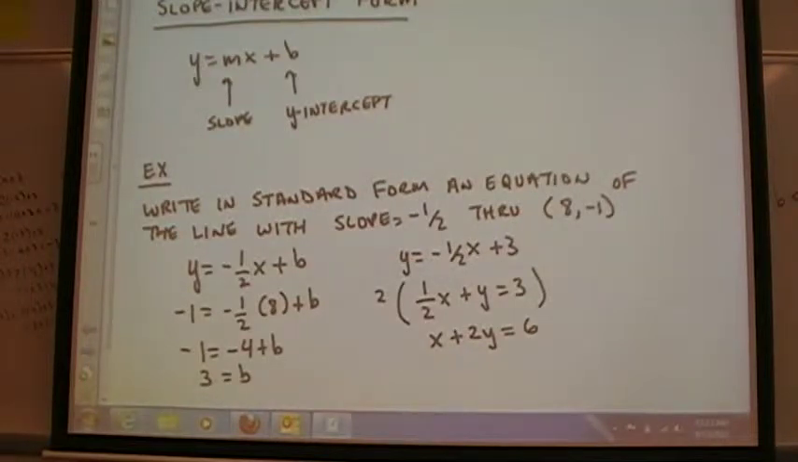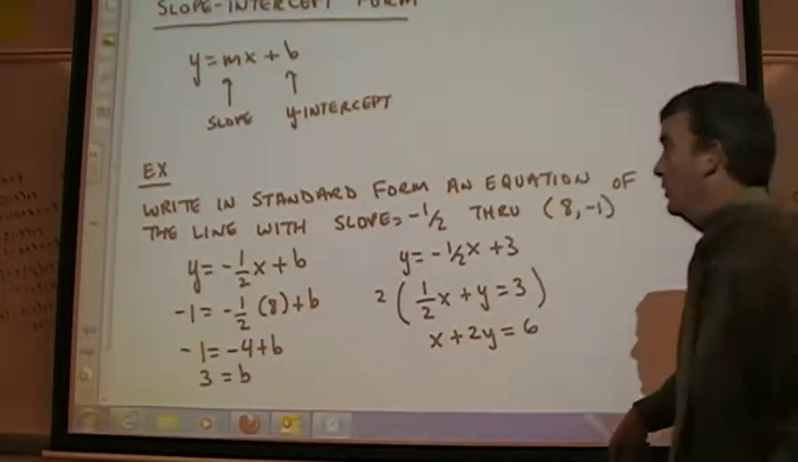All right, the first example we're going to look at, we're actually going to write in standard form. That was the first form, ax plus by equals c. Write in standard form an equation of the line with a slope of -1/2 through 8, -1. If we're given slope, we can't go straight to standard form. So we have enough information here in this problem to go to slope-intercept form. And then we'll change it to standard form.